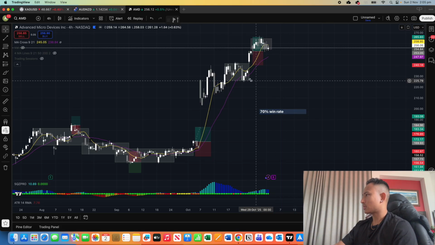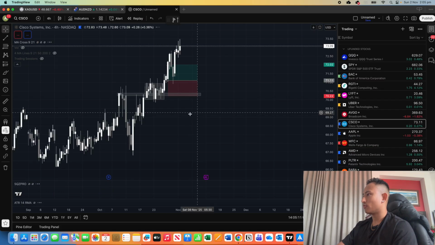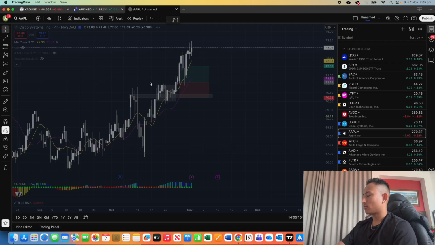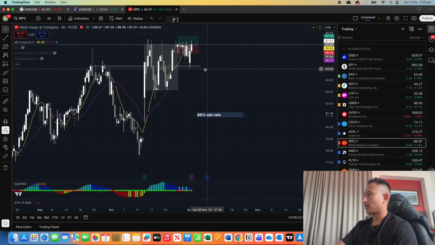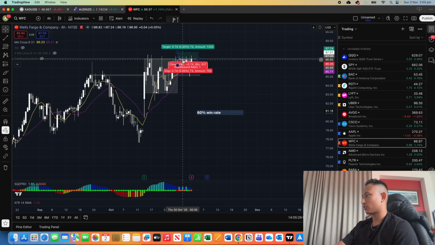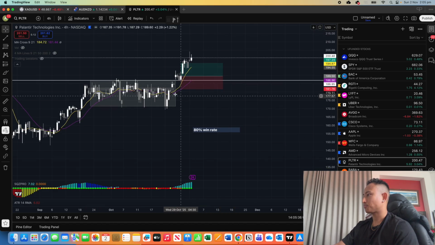So this was a setup I took this week. It was a breakout of this box for AMD. What was the other one? It was Cisco. Cisco moved nicely. I traded this breakout. Apple, traded this breakout of this small box here. Wells Fargo, I tried to trade that. See how it's a messy box, right? It's very sloppy. Not a very reliable breakout. So I got the loss on that. AMD I already showed you, and then PLTR, very nice breakout.